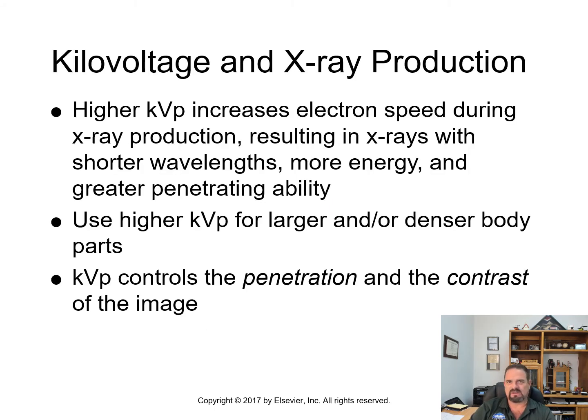Kilovoltage and X-ray production, as we discussed in Chapter 3: the higher kVp increases electron speed during X-ray production, resulting in X-rays with shorter wavelengths, more energy, and greater penetrating ability. We use higher kVp for larger and/or denser body parts, and that kVp controls the penetration and the contrast of the image.